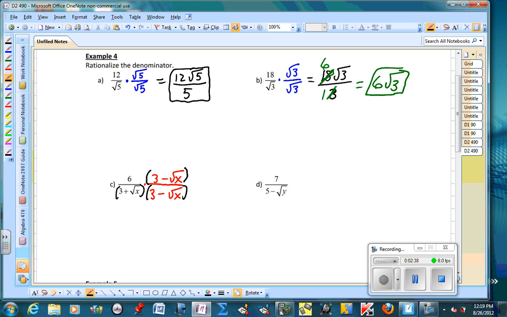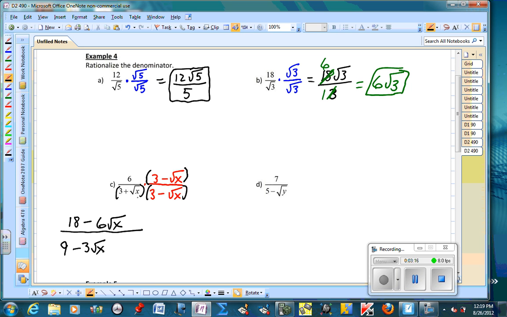So watch what happens. We get 6. We'll distribute the 6. 6 times 3 is 18 minus 6 times root x. Now in the denominator, one of the beautiful things about multiplying by conjugates is that the middle term always becomes eliminated. A lot of times when you multiply a binomial times a binomial, we'll end up with 3 terms. Let me just show you really quickly what's going to happen. We'll distribute 3 times 3, we'll get 9. 3 times minus root x is going to be minus 3 times root x.